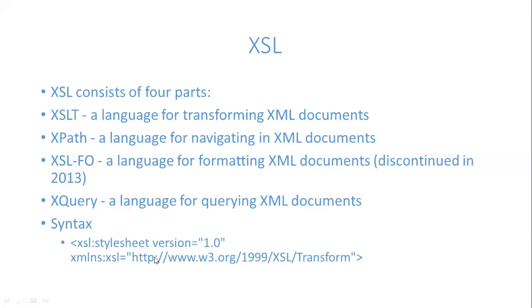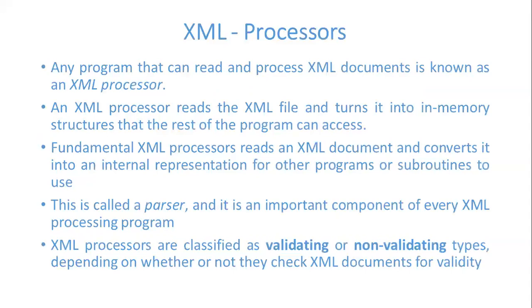So generally, how do we specify XSLT? Using the XSL keyword. Now, how do we specify XML? Using the XML keyword. Here: xsl:stylesheet version 1.0, XML namespace, and then the corresponding address.